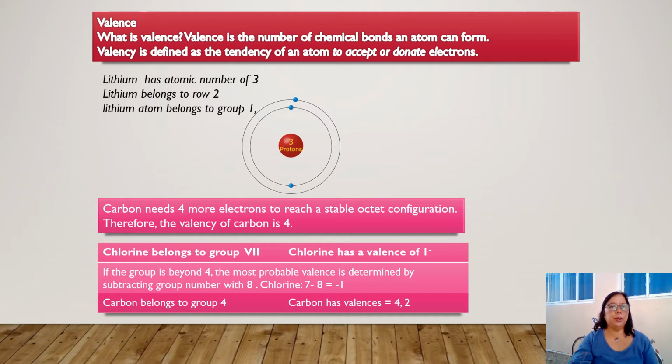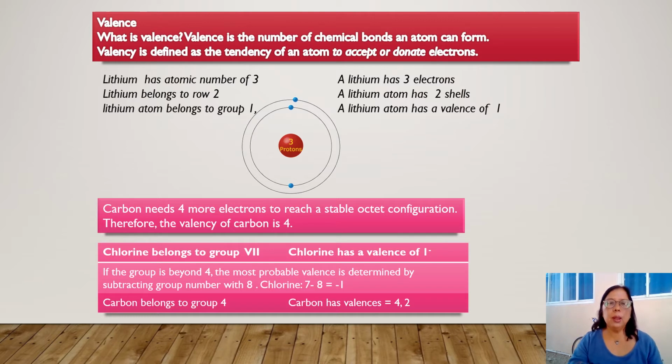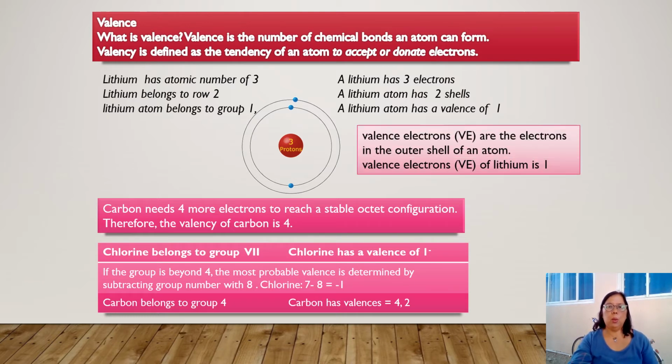Lithium has atomic number of 3. Lithium belongs to row 2. So lithium atom belongs to group 1. So the number of valence can also define what group that element belongs to. Just like the illustration in the case of lithium. So lithium has 3 electrons. Lithium atom has 2 shells. Hence, lithium has the valence of 1.